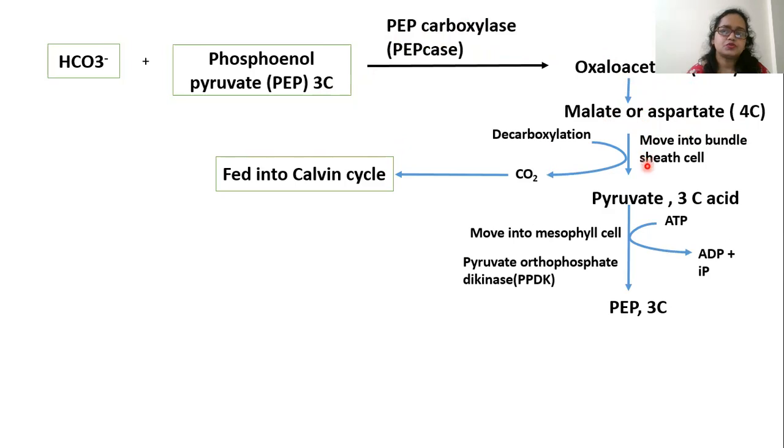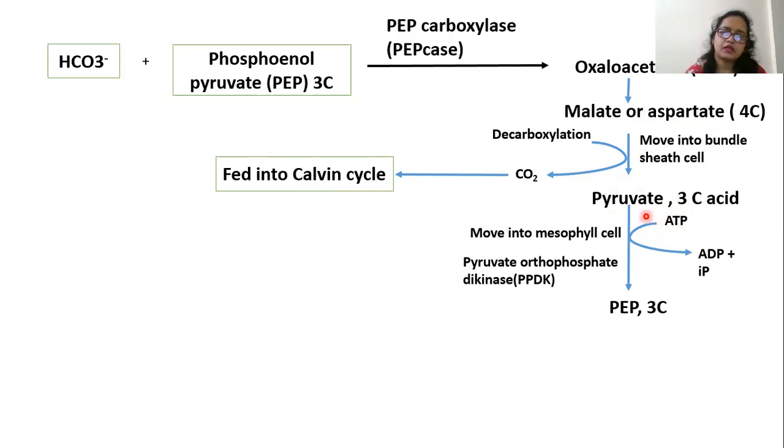Then it enters into the bundle sheath cell. And when it enters into the bundle sheath cell, it gets decarboxylated and removes one carbon dioxide. And this carbon dioxide is fed into the Calvin cycle. And malate itself gets converted into the 3-carbon compound, which is pyruvate. What it means is that this 4-carbon compound, after the removal of one carbon in the form of carbon dioxide, how many carbons are now remaining? 3 carbon. And this 3-carbon acid is called pyruvate or pyruvic acid.